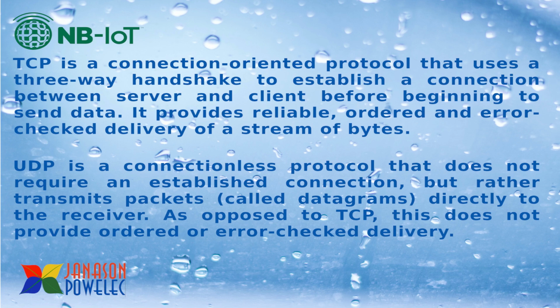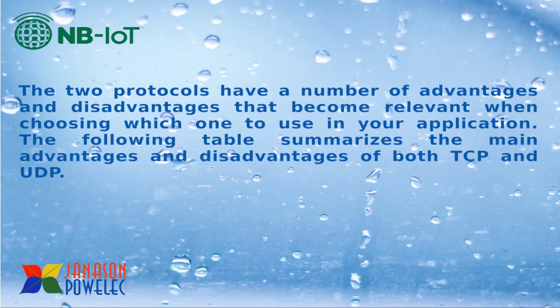UDP is a connectionless protocol that does not require an established connection, but rather transmits packets called datagrams directly to the receiver, as opposed to TCP. This does not provide ordered or error-checked delivery. The two protocols have a number of advantages and disadvantages that become relevant when choosing which one to use in your application. The following table summarizes the main advantages and disadvantages of both TCP and UDP.